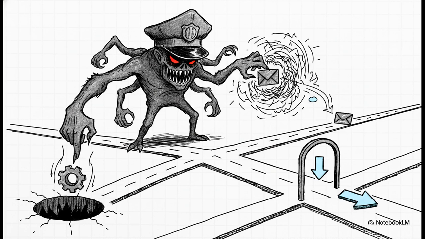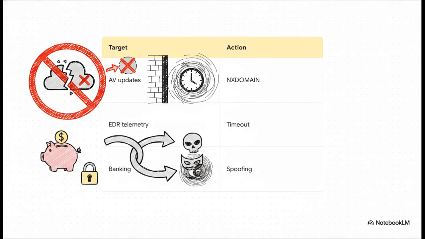But here's where it gets really smart. Once they're embedded, they don't just indiscriminately block everything. That would be way too obvious. Instead, the malicious daemon uses application layer enforcement logic. It acts like a highly intelligent traffic cop, selectively routing, spoofing, or dropping traffic based on a very specific internal target list.